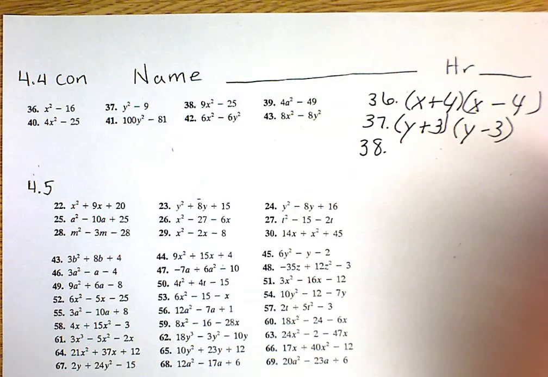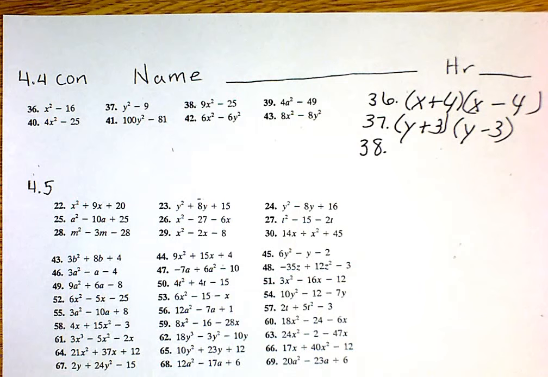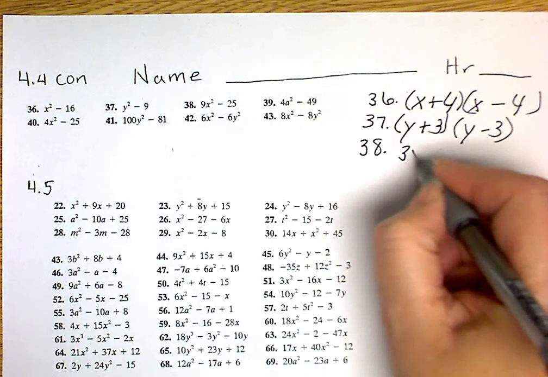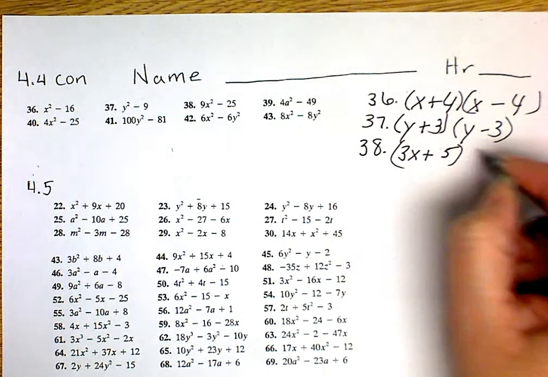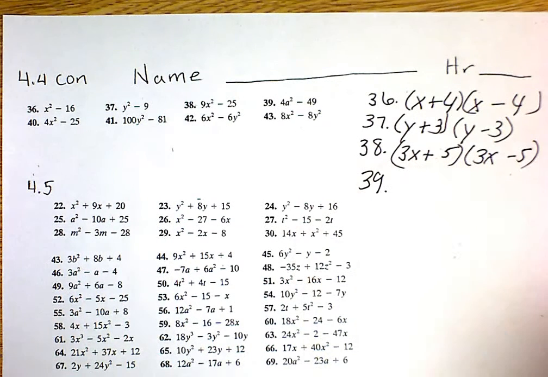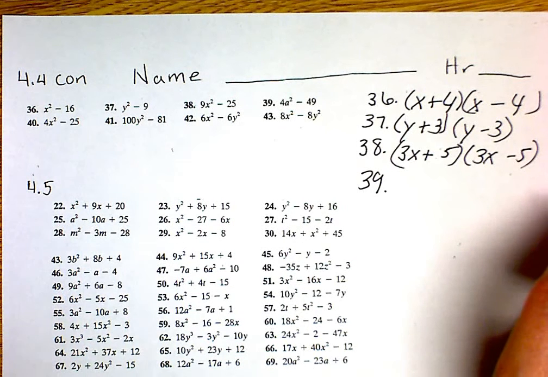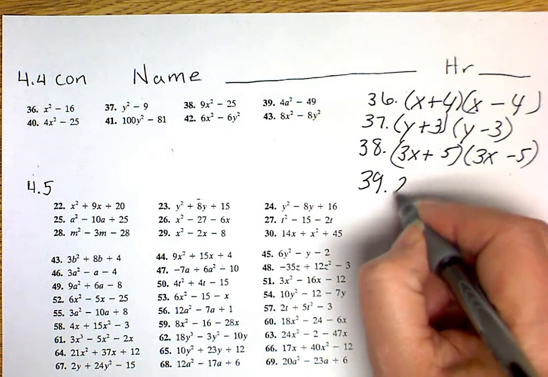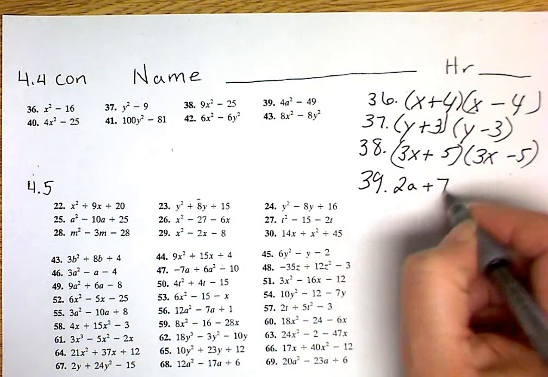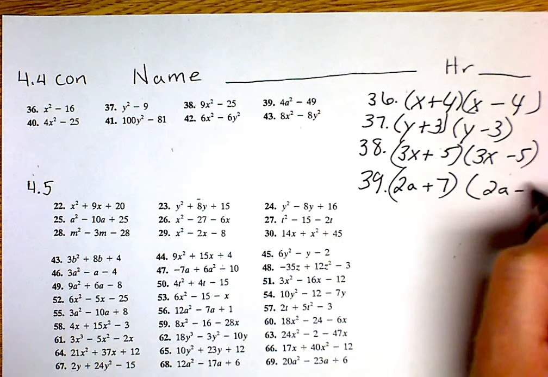All right, Steve, 38. It would be 3x minus 5 and 3x plus 5. Very good. Caitlin, 39. No, yeah, Katie. So 2a plus 7, and then 2a minus 7.